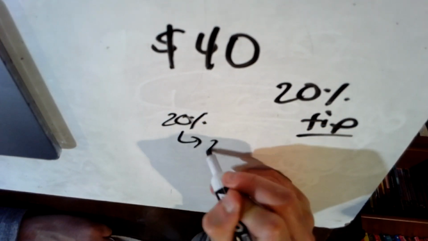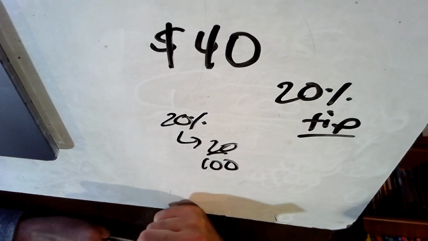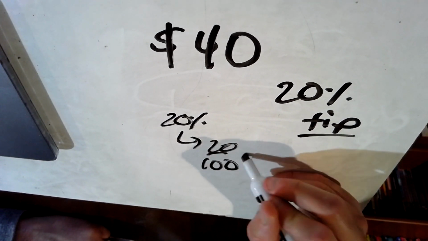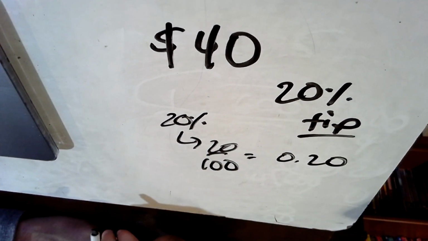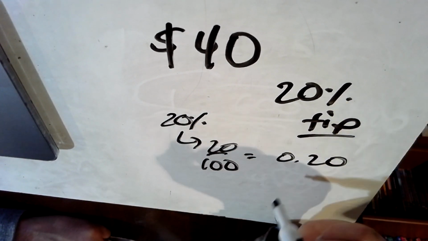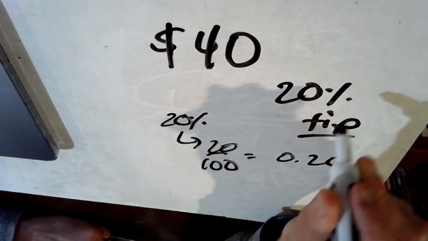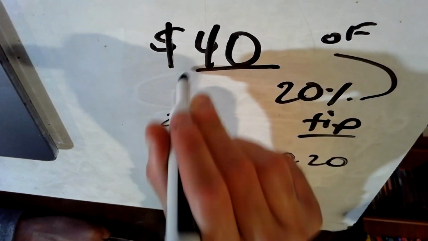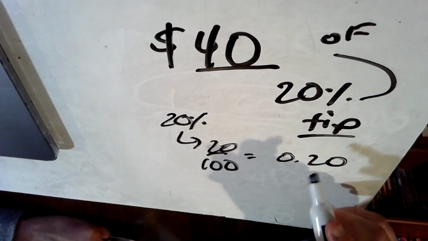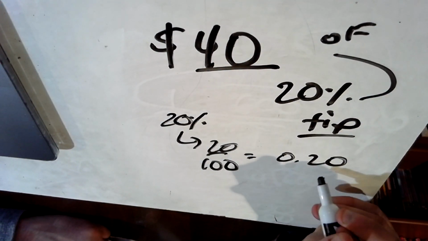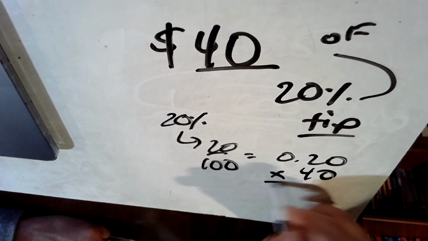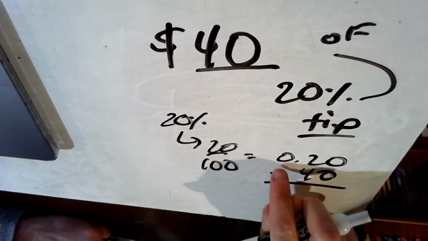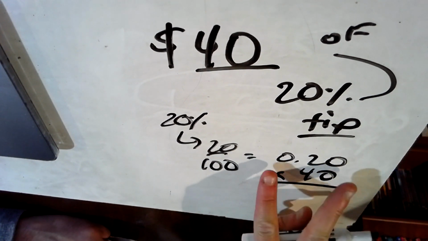20% is the same as 20 out of 100. A percent is a fraction out of 100. 20 hundredths of $40 is what I'm giving for my tip. So I'm going to say 20 hundredths times 40. They're equally long. I don't even need to worry about that 0.